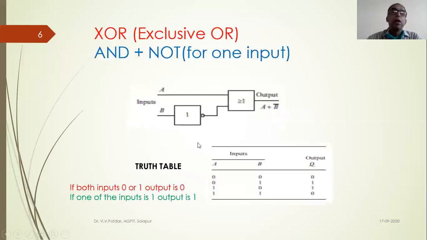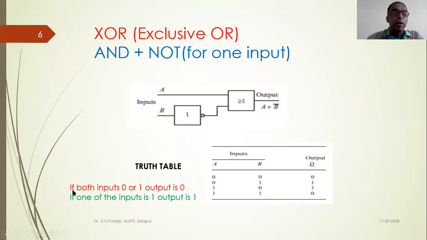Let us see the XOR, or exclusive OR gate. It is a combination of AND plus NOT gate for one input. Let us see the symbol. So input A and input B; this is a NOT symbol, NOT for one input. And these are going into my OR gate, isn't it? And the output will be A plus B inverse, equal to Q. So let us see the truth table.